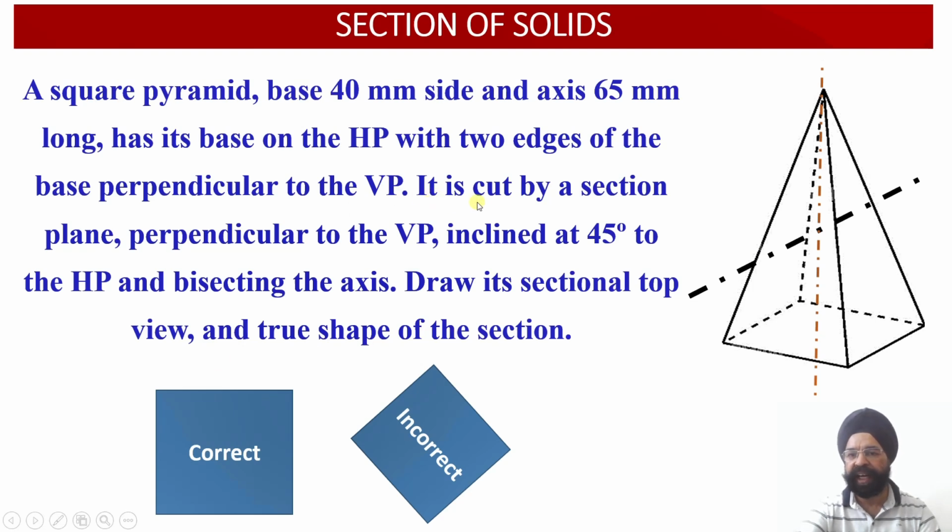Then it is cut by a section plane which is perpendicular to the vertical plane and inclined at an angle of 45 degrees to the horizontal plane, bisecting the axis. Just see, this is the axis of the square pyramid. This is the top point of the apex or the axis, known as O dash. This is the bottom point of the axis, on the base, called O1 dash. So this axis is being bisected by this cutting plane, right? We need to draw the sectional top view and the true shape of the section.